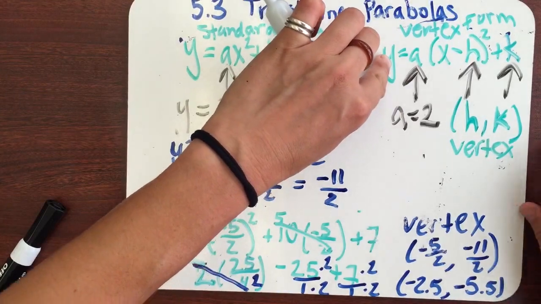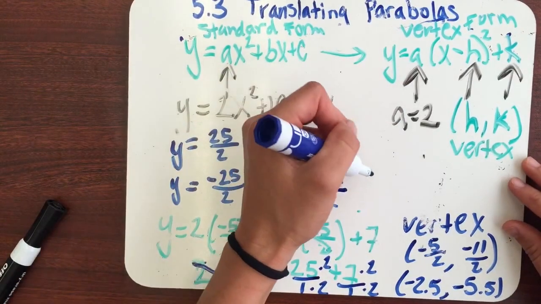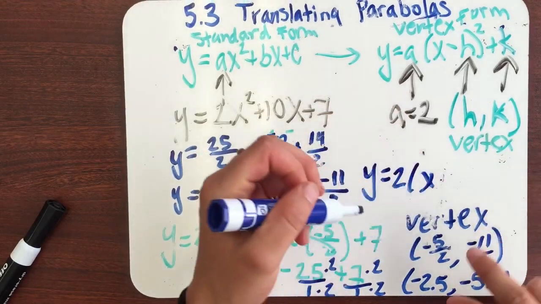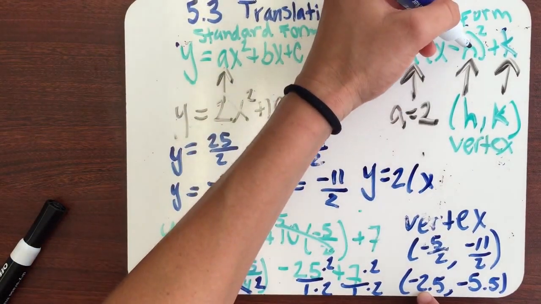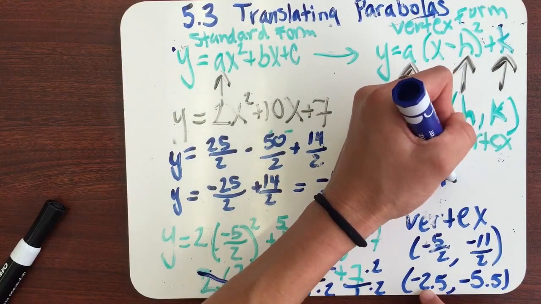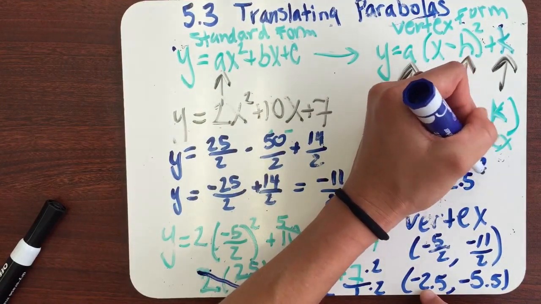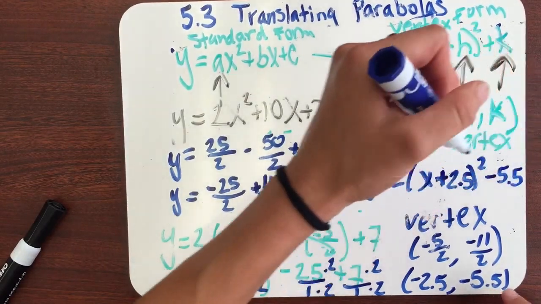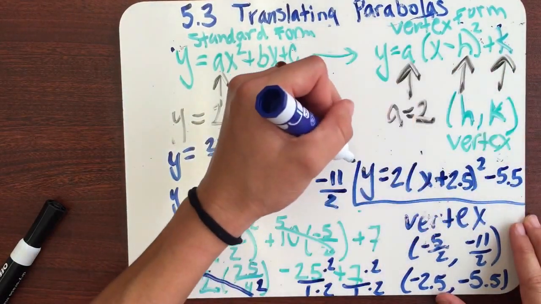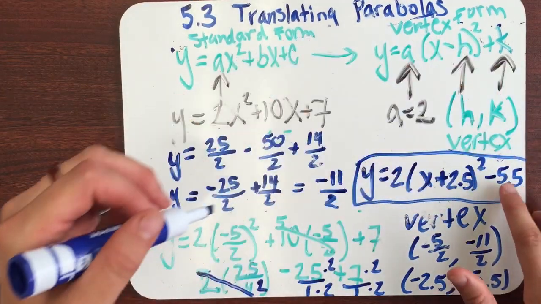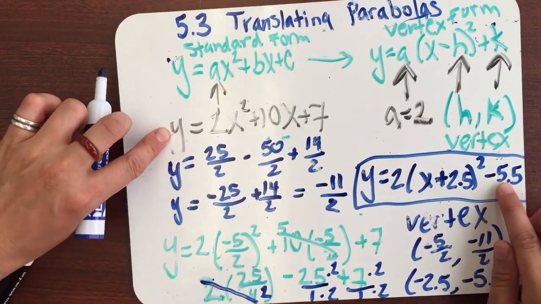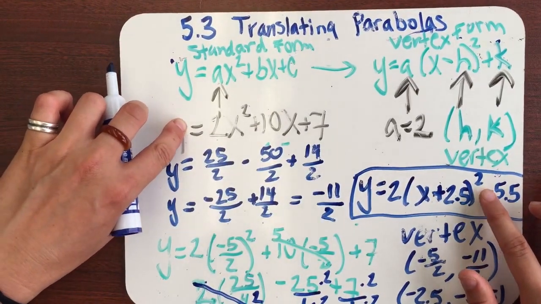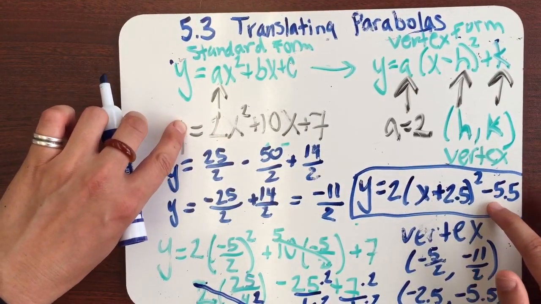Then we'll plug it into vertex form, and we get y is equal to 2 times (x minus a negative 2.5, which will give us plus 2.5) squared, and then minus 5.5. And that is vertex form. So we'll have vertex form and standard form. These are the same equations, just written in different forms. They'll give you the same parabola once you graph them.